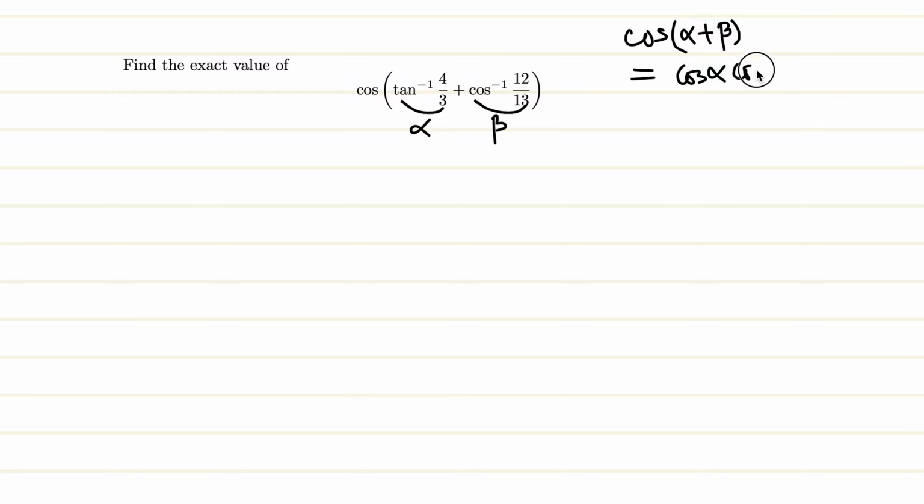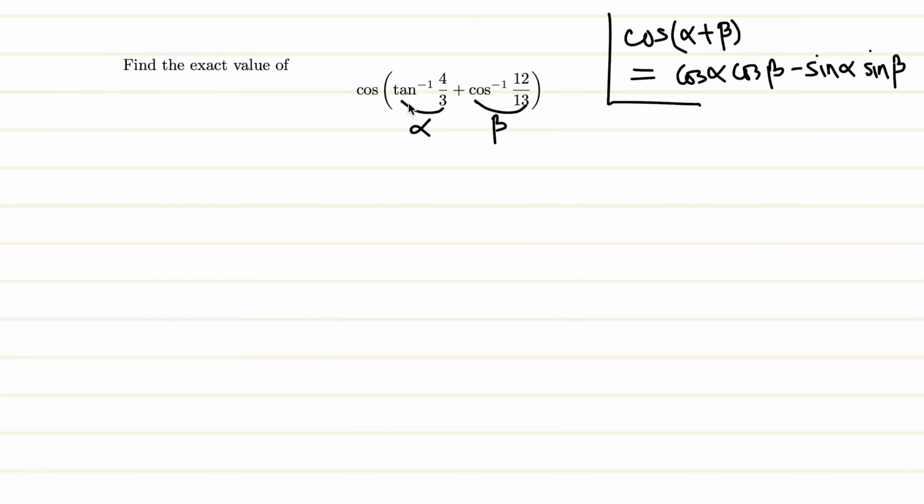cosine alpha cosine beta minus sine alpha sine beta. Okay, look at the formula list, it's there. But we don't have to exactly determine alpha, we need to determine cosine alpha though. Same thing here, we don't need to determine angle beta, which may be a decimal angle, but we only need cosine beta and sine beta. So in any case, we have to draw triangles for angle alpha and for angle beta.